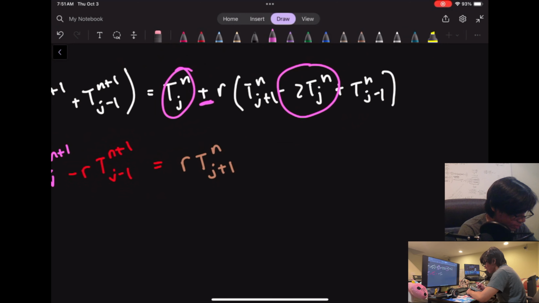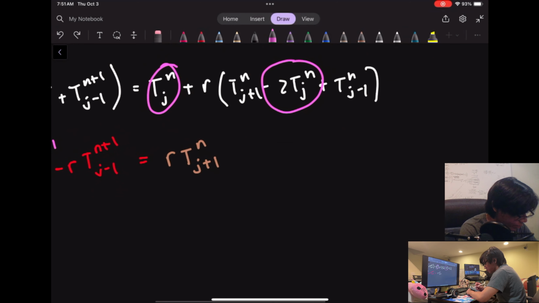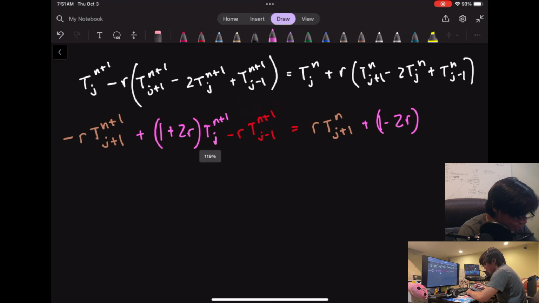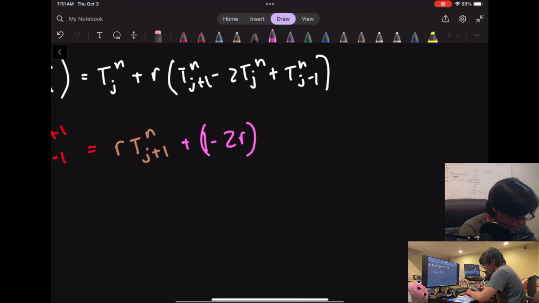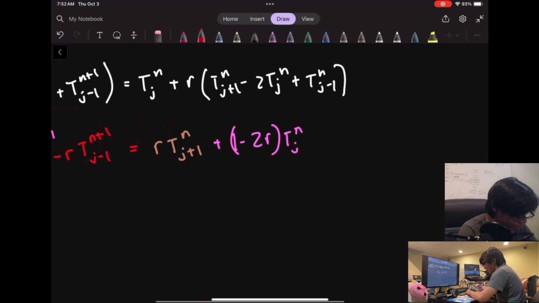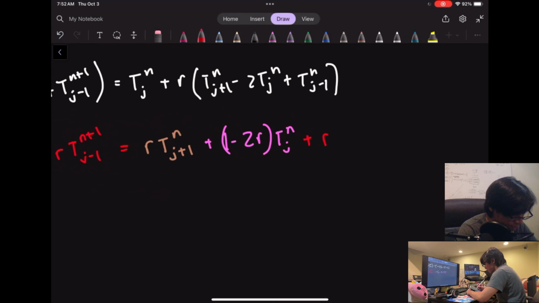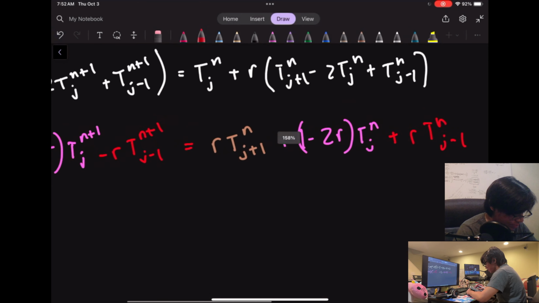This is a positive, so it's just a -2. So we have 1, -2r. Did I write r on all of them? Okay. And our base, current position at the current time. And then all that's left is r and T n j minus 1. So we just multiply those straight across, evaluating the parentheses and simplifying.